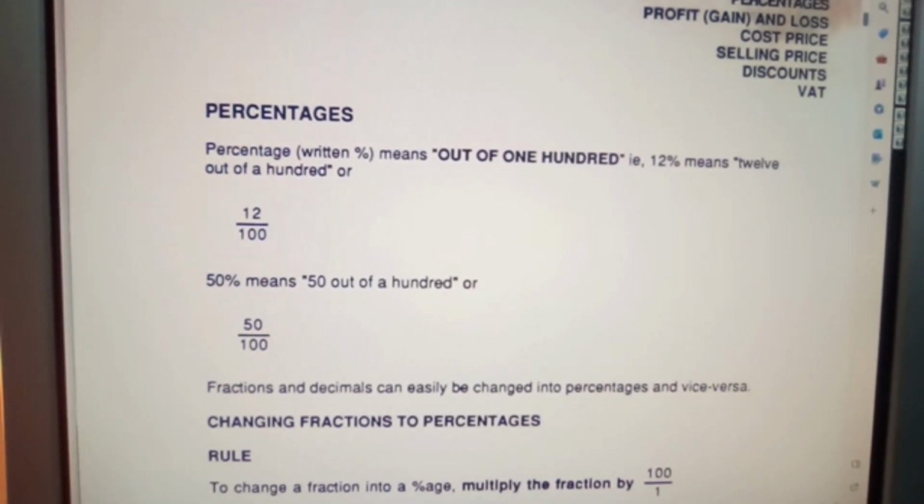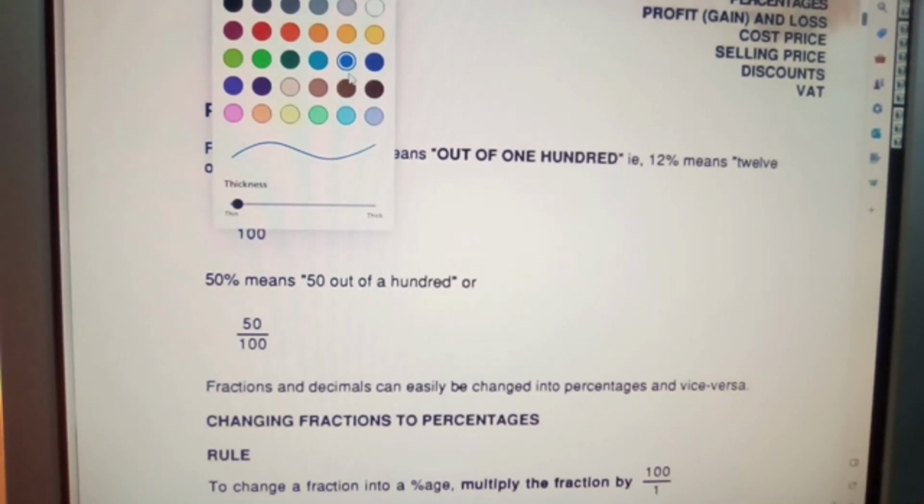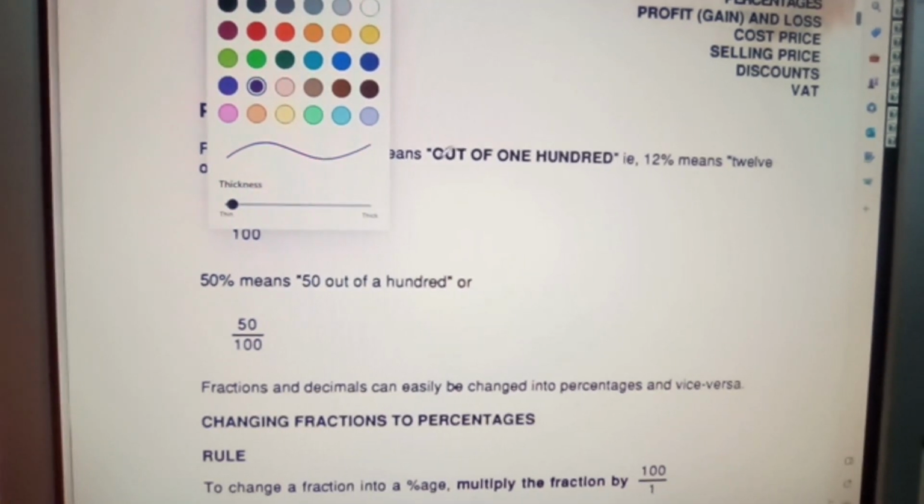Okay, let me just get my pen and let me just get my colors. I'll go with you for now. Okay.